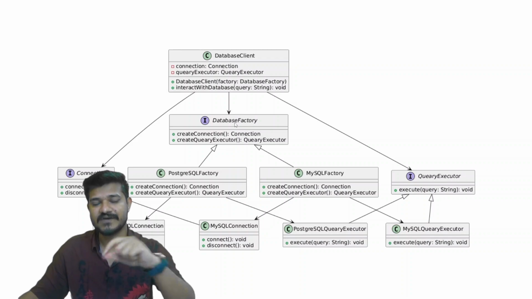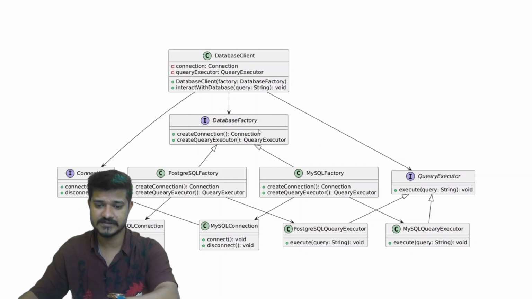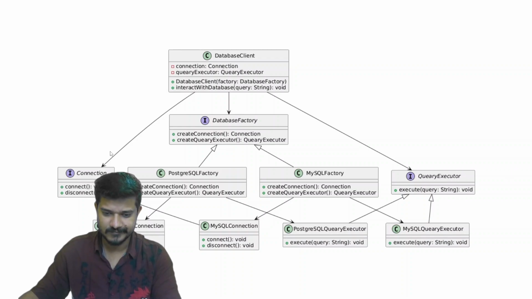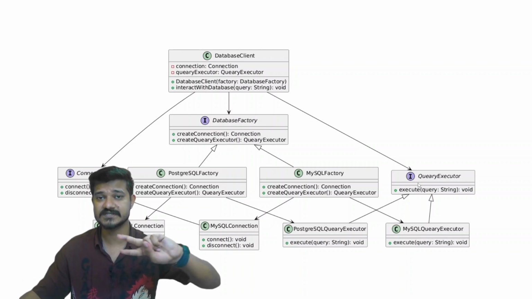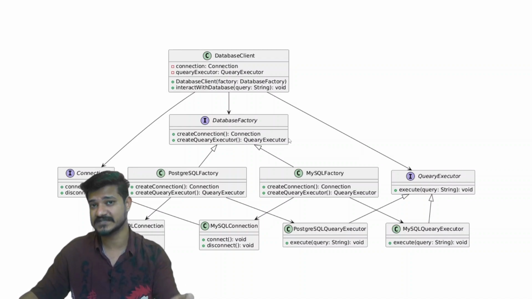And this factory, when you define it, should be knowing all of the products of related classes, right? So basically we have two products, that is connection and query executor. These are two different products. Product means the object that you are going to create. So the database factory should have a create function for both of these. It should have a create function for connection, and a create function for query executor, because these are the two products or two classes that are required for our database application, right?